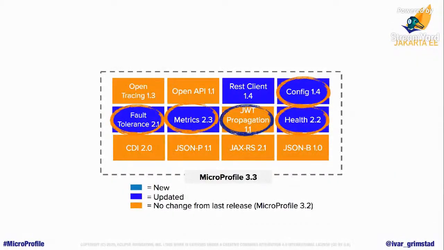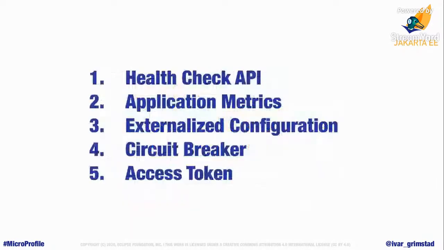So to sum up, what I've gone through here are 5 of the specifications. And you see they map correctly into 5 different patterns. I showed the externalized configuration, health checks, JSON Web Token propagation, application metrics and fault tolerance. And these are the patterns that are implementing these 5 specifications.